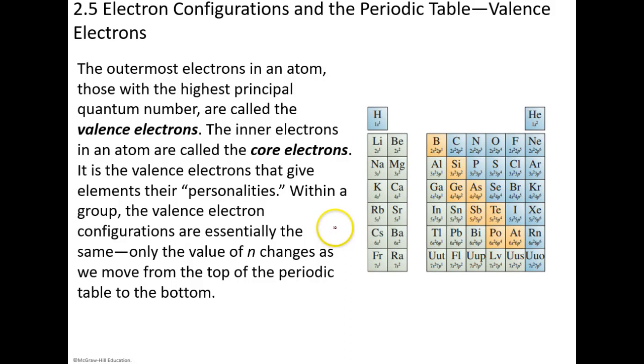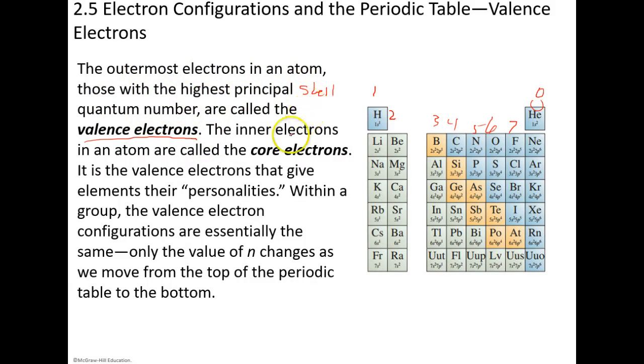All right, this is electron configurations and the periodic table and valence electrons. Let's talk about valence electrons. So notice these are all the main group elements right here. So here is group 1, here's group 2. Then they get rid of all the Ds, and then here's group 3, group 4, group 5, 6, 7, and 8. When we talk about valence electrons, those are the electrons in the outermost shell, the outermost electrons in an atom, those with the highest principal quantum number, or shell number.